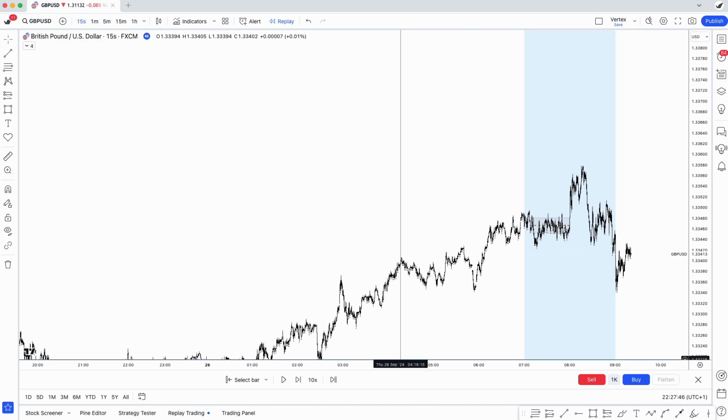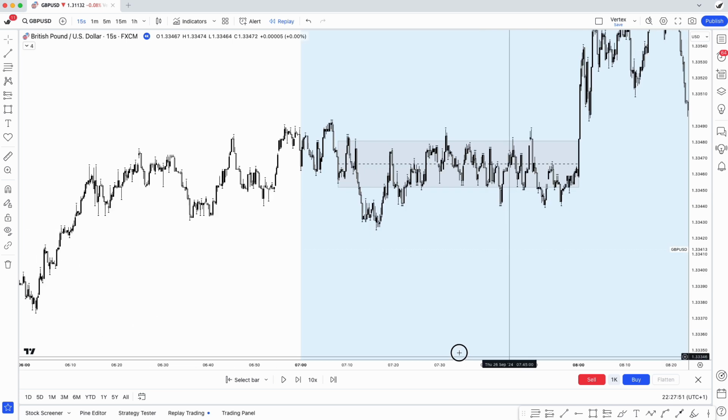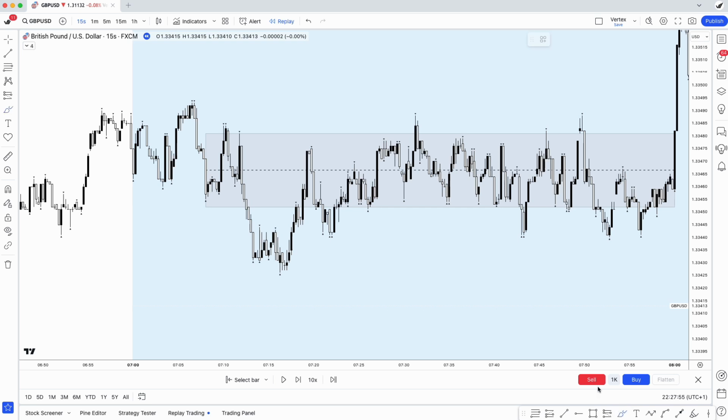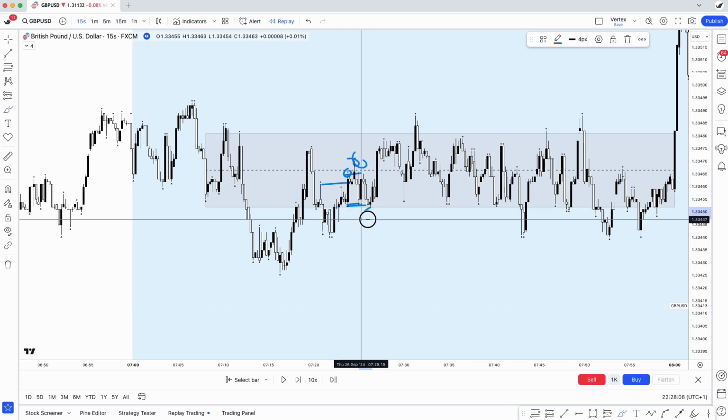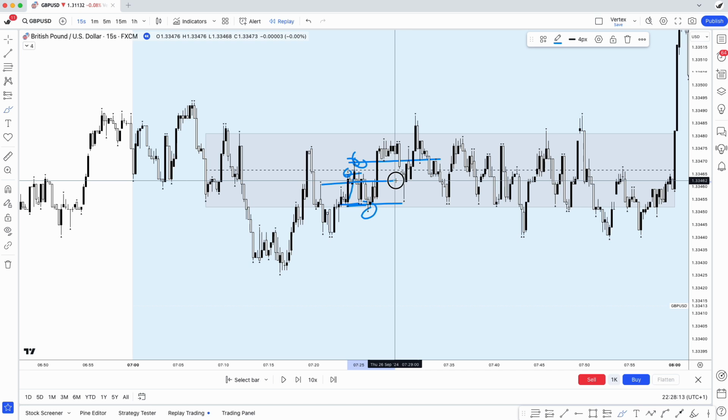Okay, so let's go to the 15-second and see if there's any entries here. We're looking for a high break and then a low. Nope, high gets taken and then nope, a low gets taken. Okay, high gets taken, then the low gets taken from this range. So you can enter off here, either off the 50% or off the open, and you'll lose. So that'll be the first trade.